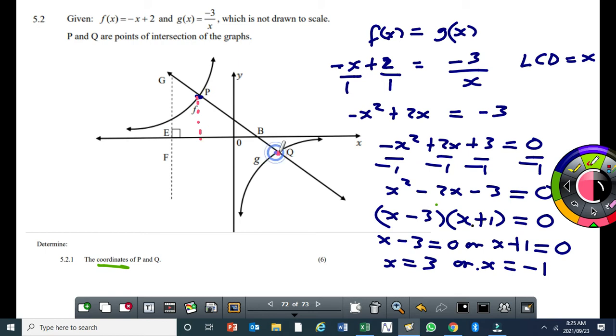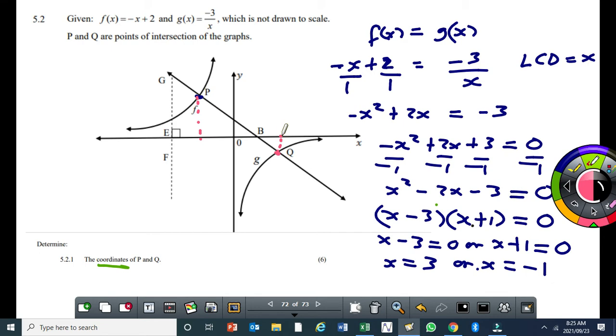At Q, point Q is in the fourth quadrant. In the fourth quadrant, x is positive. Therefore, the value of x at Q is going to be 3. Okay? Now, you also need to determine the y value. Remember, I found the x values, I need to find the y value.